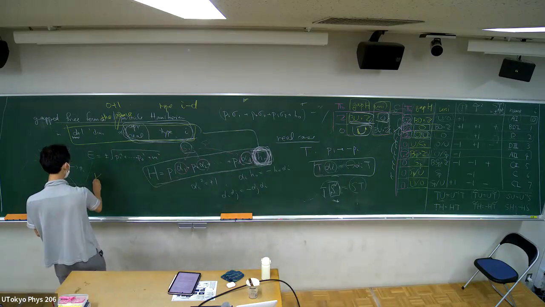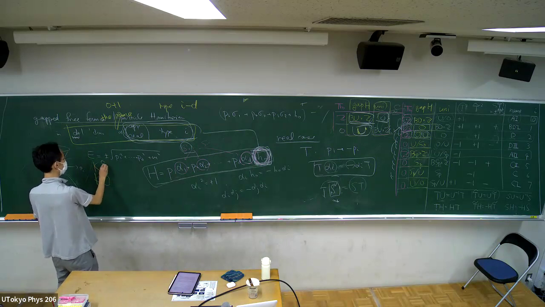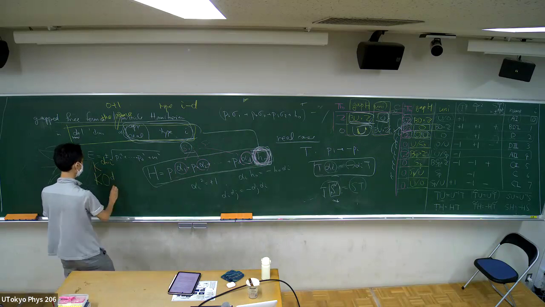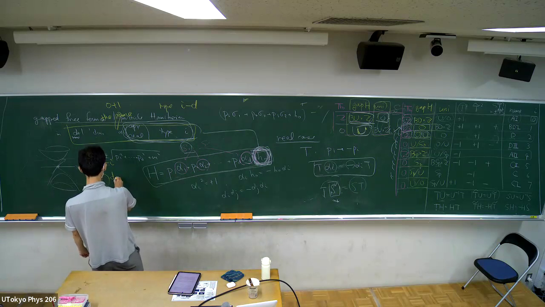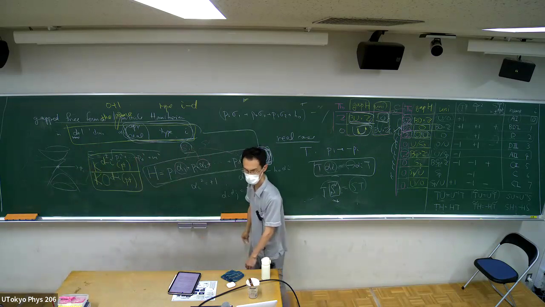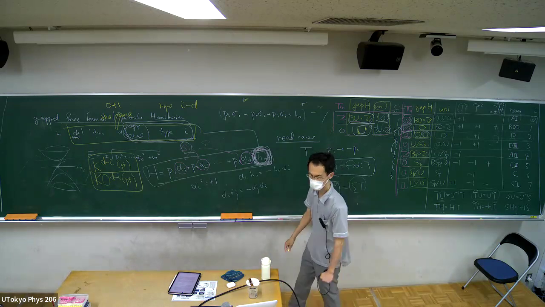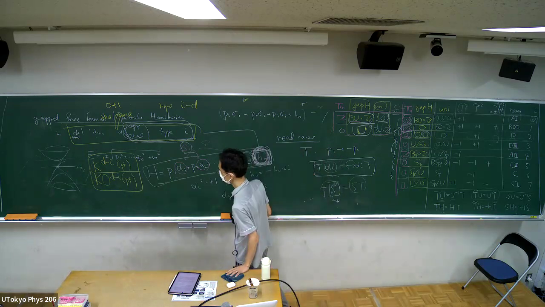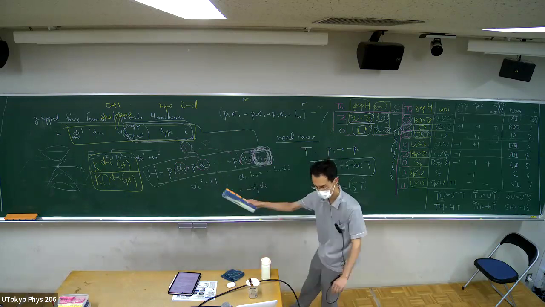Therefore, the result of the classification is either KO of D minus I, or K, or D minus I, or a point. So this is the final classification result for the gapped Hamiltonian of the free fermions with the symmetry type I in dimension D plus 1.